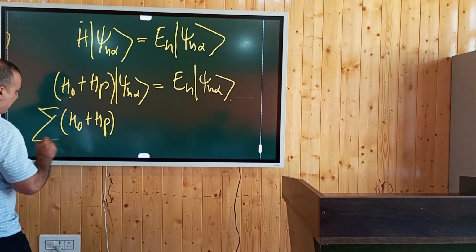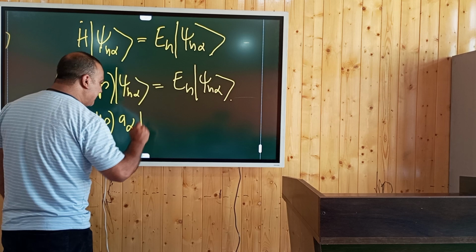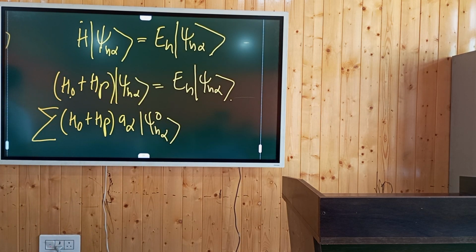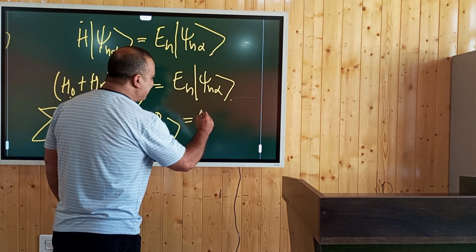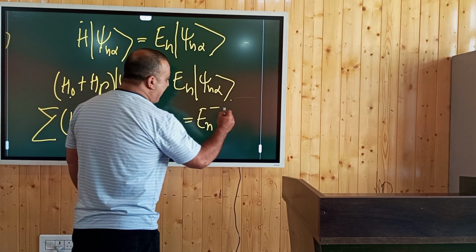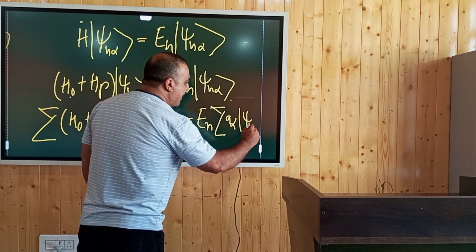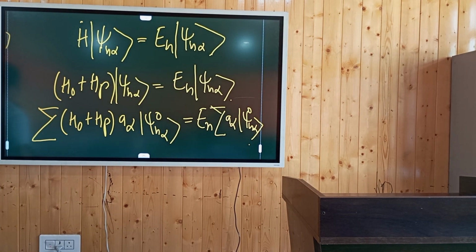I will introduce the sum, then you will have A_α and ψ_α⁰, right? So on the right-hand side, E_n is a number, so take it out, and you will have the sum over α of A_α ψ_α⁰. Is this clear? Okay, so up to this point I think things are clear. So we can move from here.